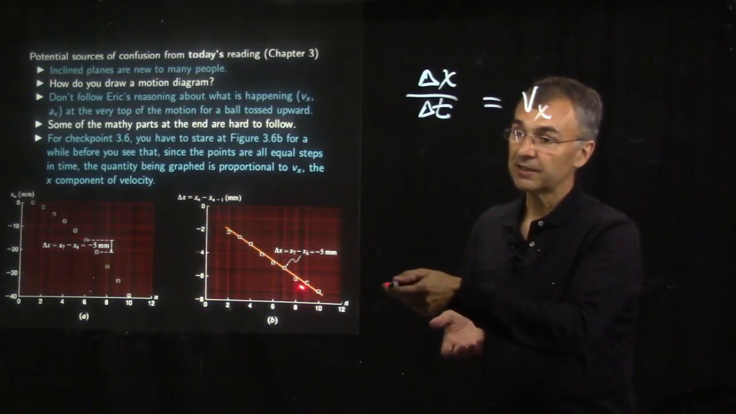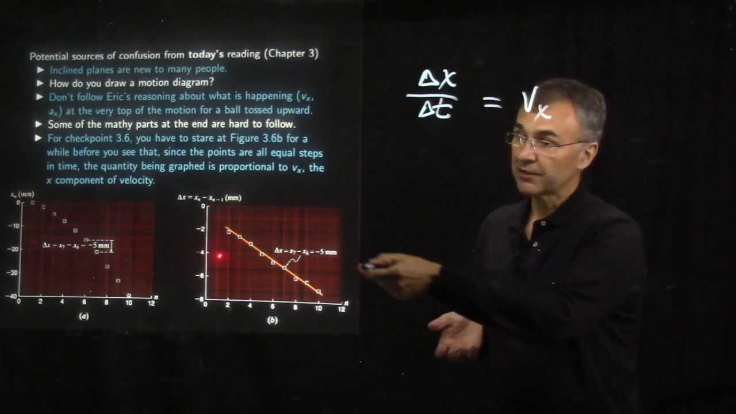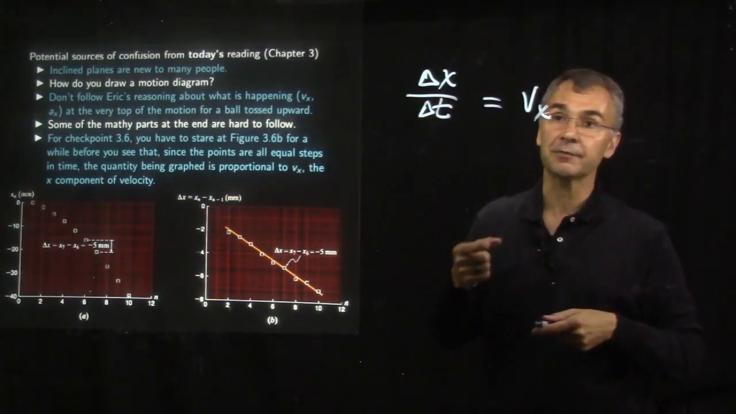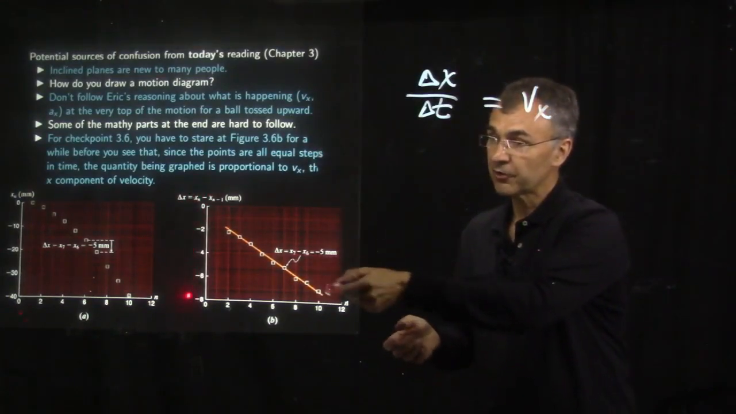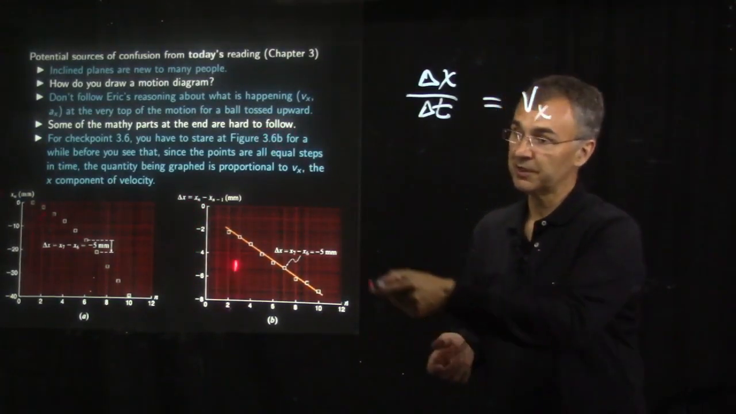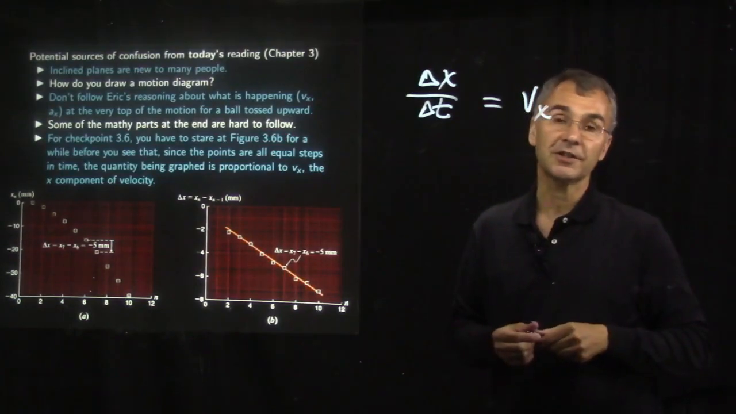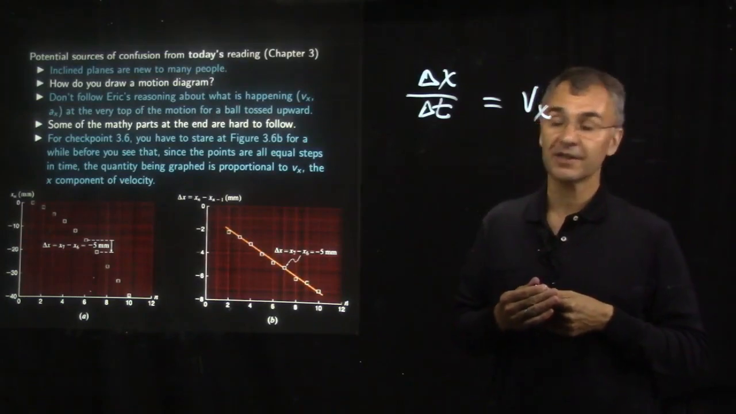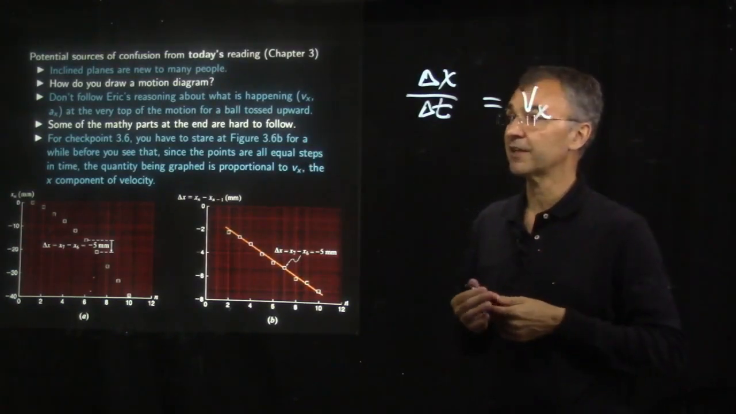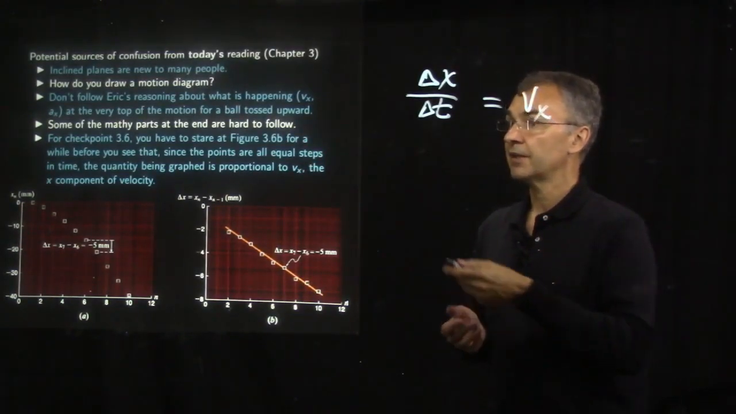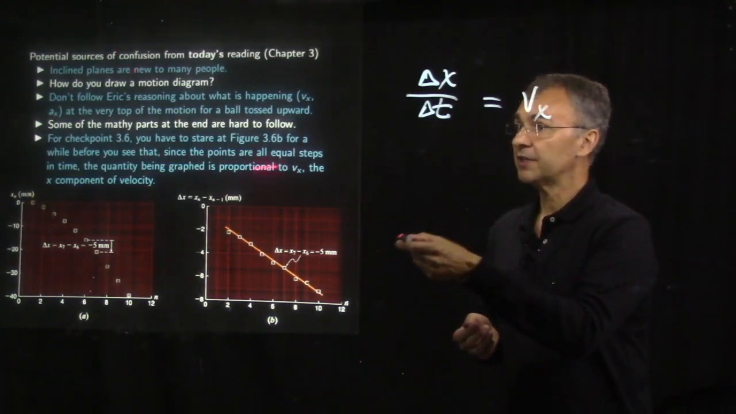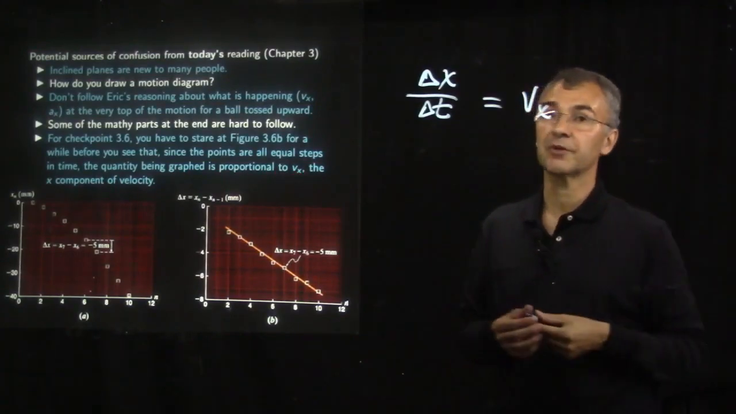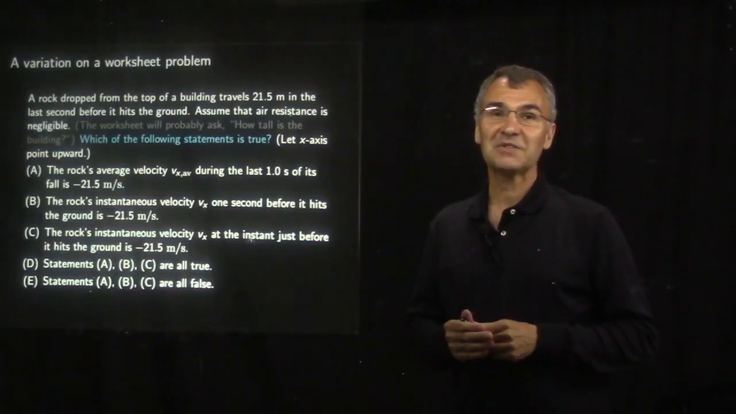It's kind of tricky. But it's a straight line because this delta x is really like delta x per unit time. So really what you're graphing on the vertical axis in figure 3.6b is dx by dt, or at least something proportional to dx by dt. So that's pretty tricky if you want to know why that worked out to be a straight line. Because the points are all equal steps in time, the quantity being graphed is proportional to v sub x, which is the x component of velocity. So it's kind of a bonus, I guess.